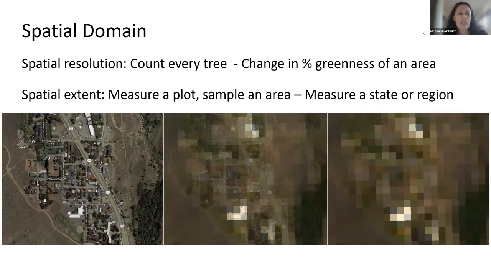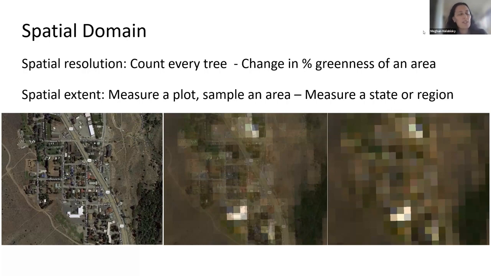The other one is the spatial domain. So that really covers spatial resolution. How fine of a resolution do you need to answer your question? Do you need to be able to count every tree, for example? Or is it sufficient to look at the percent change in greenness of an area? And this usually relates to the size of the pixels of the imagery that comes from the different sensors.